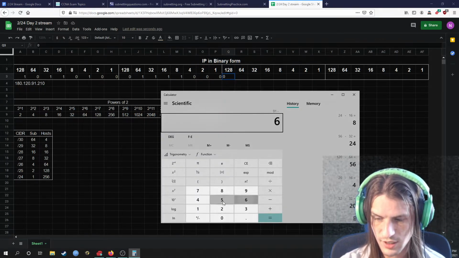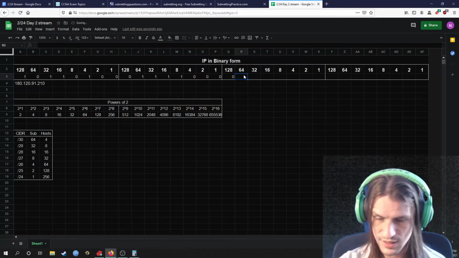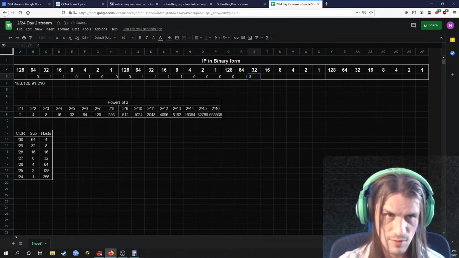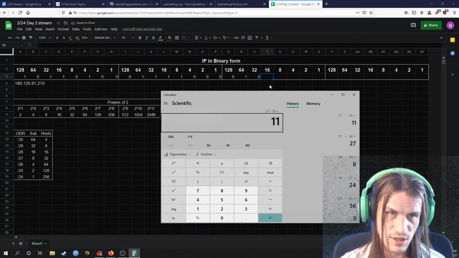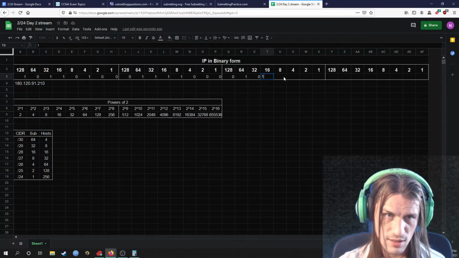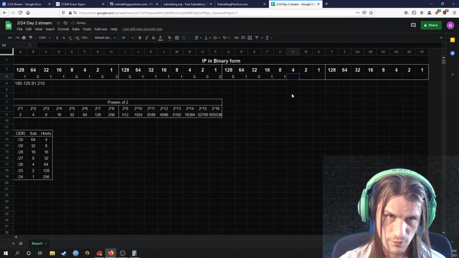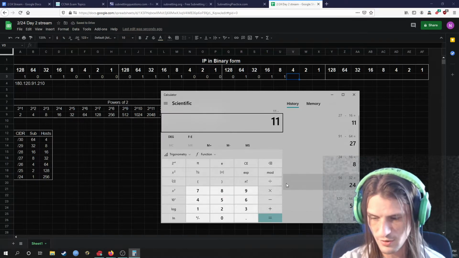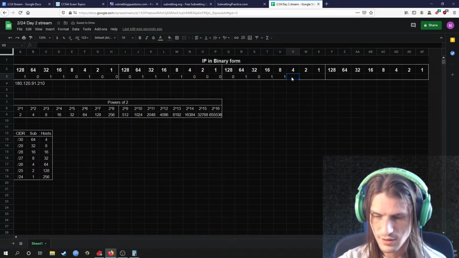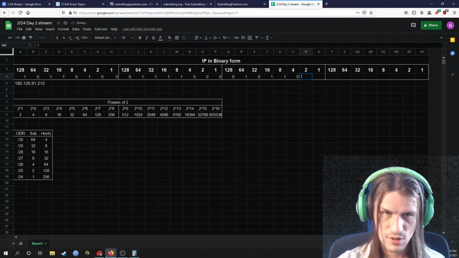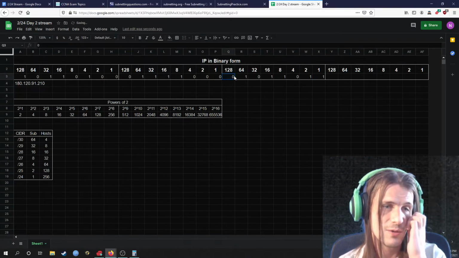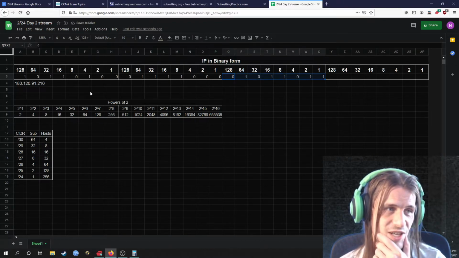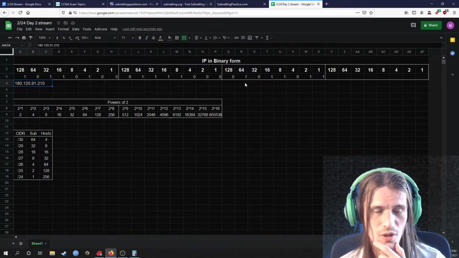And then 91. Let's see, 91 minus 64 is 27, so it's going to be active. 32 can't come out of 27, 16 can. It's going to be 11 left over. 8 can go into 11. 4 cannot go into the remainder, I'm pretty sure. 3, right? Yeah. But 2 can go into 3, and there's 1 remaining, and 1 can go into 1, and there's 0 remaining. So again, this is the binary representation of the decimal number 91.